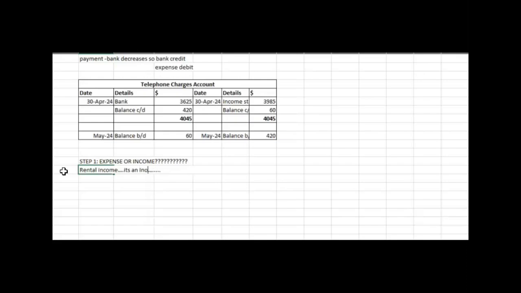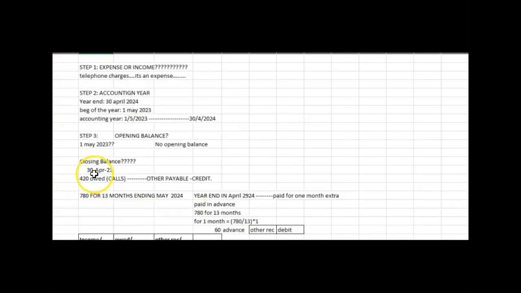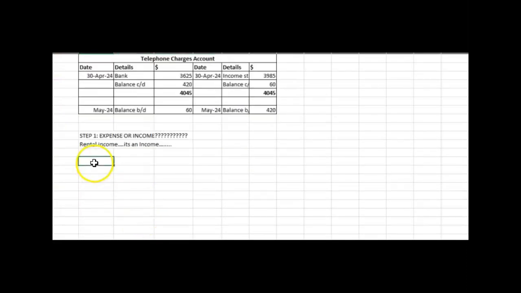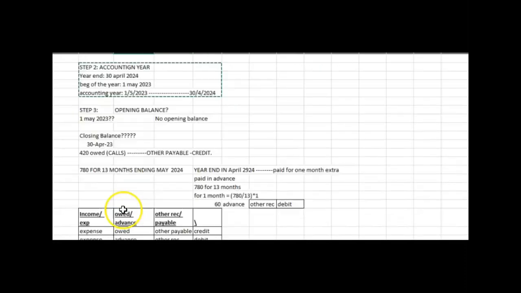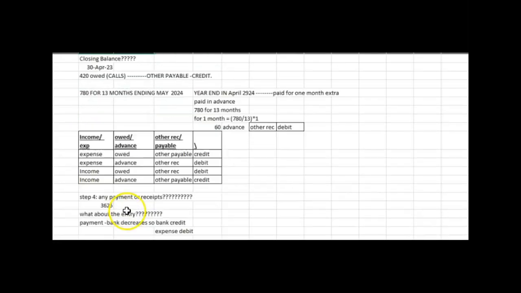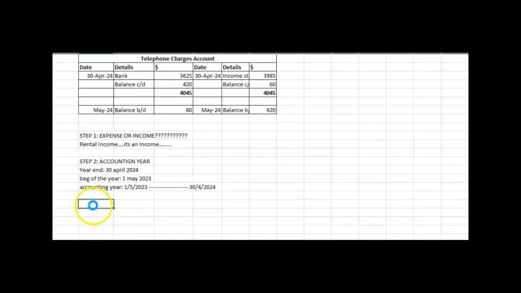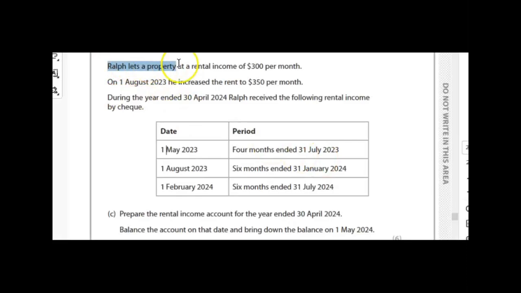Here we are making rental income, so it is quite self-explanatory that it is an income account. Step 2 is the same as the accounting year is the same. In step 3, we find out the opening balance first. So let's check what happens on 1st May 2023.